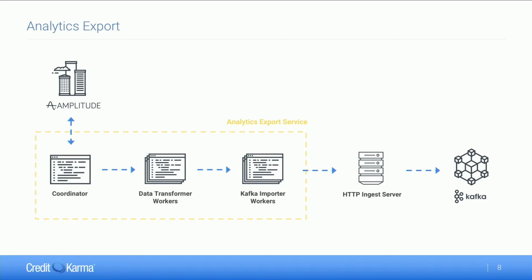And then what Akka provides is a router of actors, essentially allowing you to scale out work between one actor or a set number of actors you could describe. So we had a few routers of actors, essentially one set transforming the data from the schema that Amplitude provided into the schema that we needed internally. And then we also had a set of import workers to send this data into our HTTP ingest server.